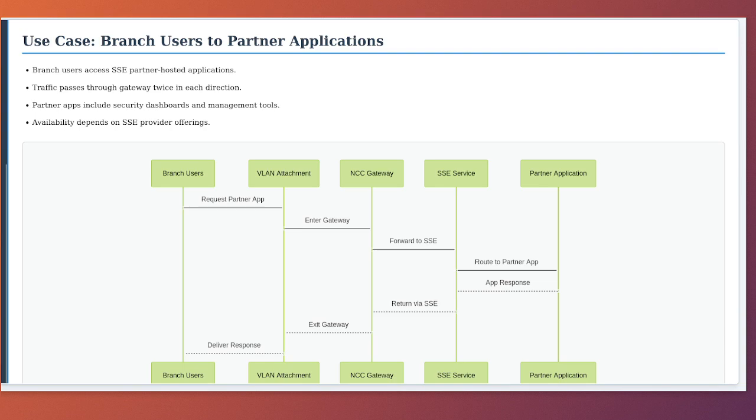Notice that in this flow, traffic passes through the NCC Gateway twice in each direction, similar to the branch to private applications use case. This is important for capacity planning. Not all Secure Service Edge partners support this use case. Check with your chosen Secure Service Edge provider to confirm whether partner application access is available and which specific applications are accessible through this mechanism.